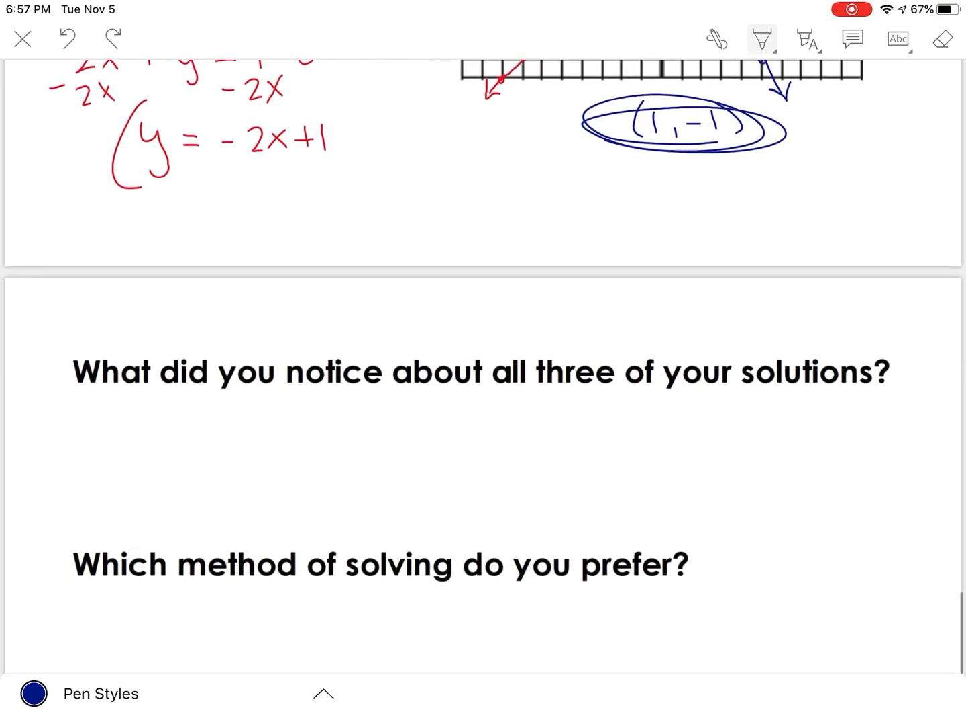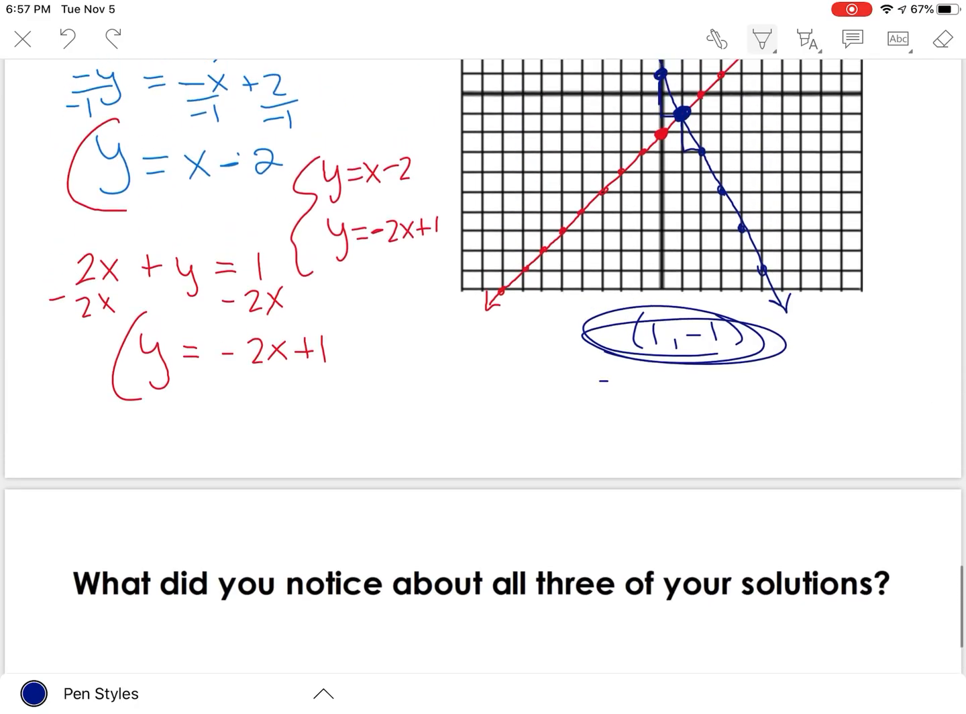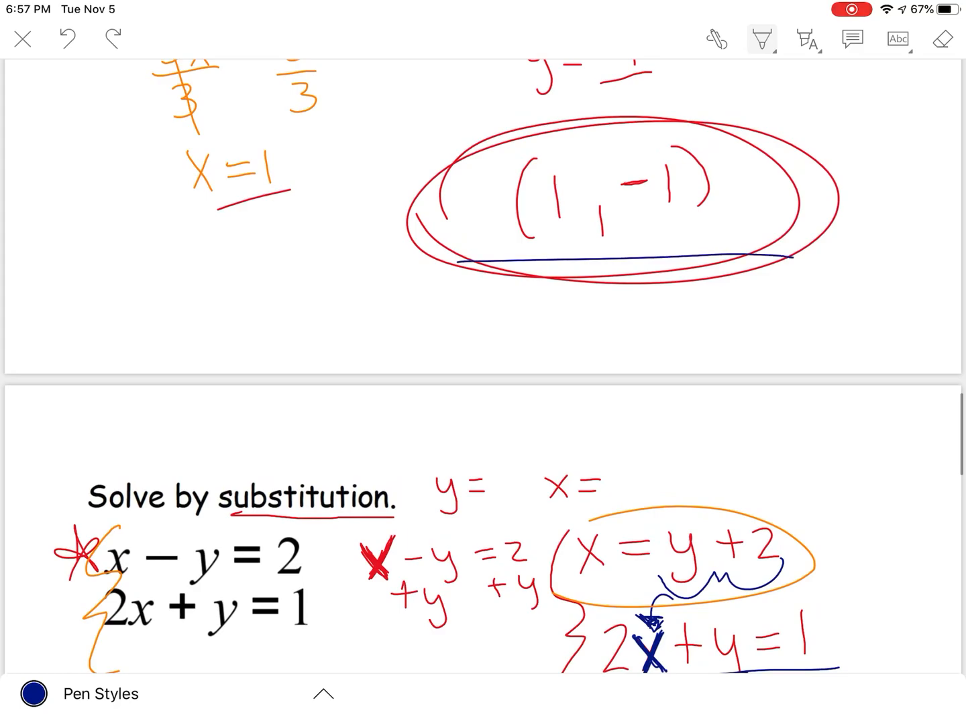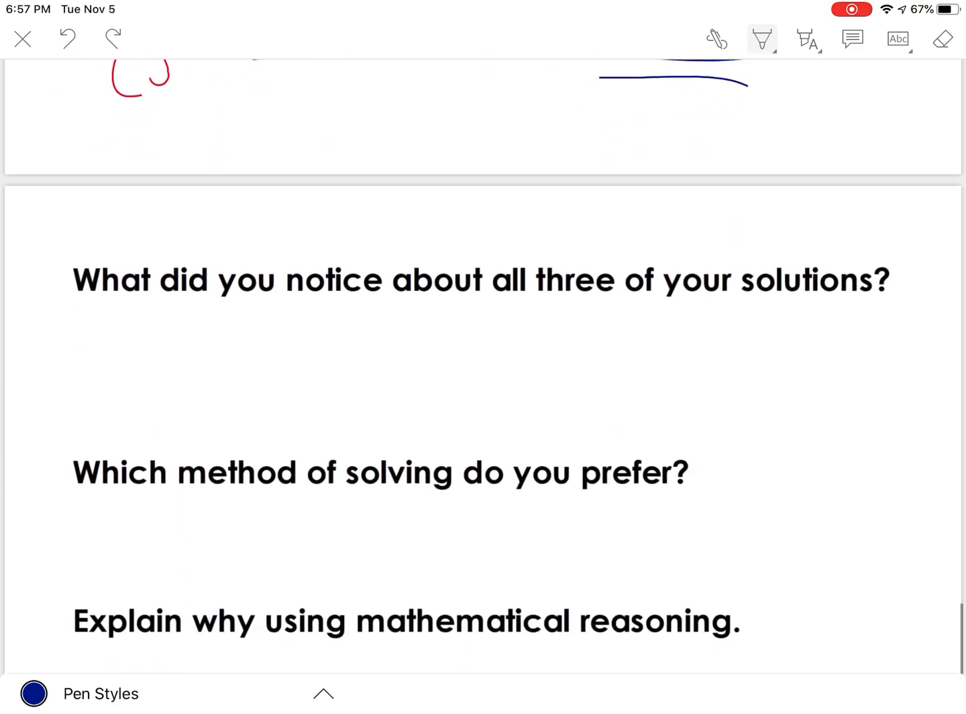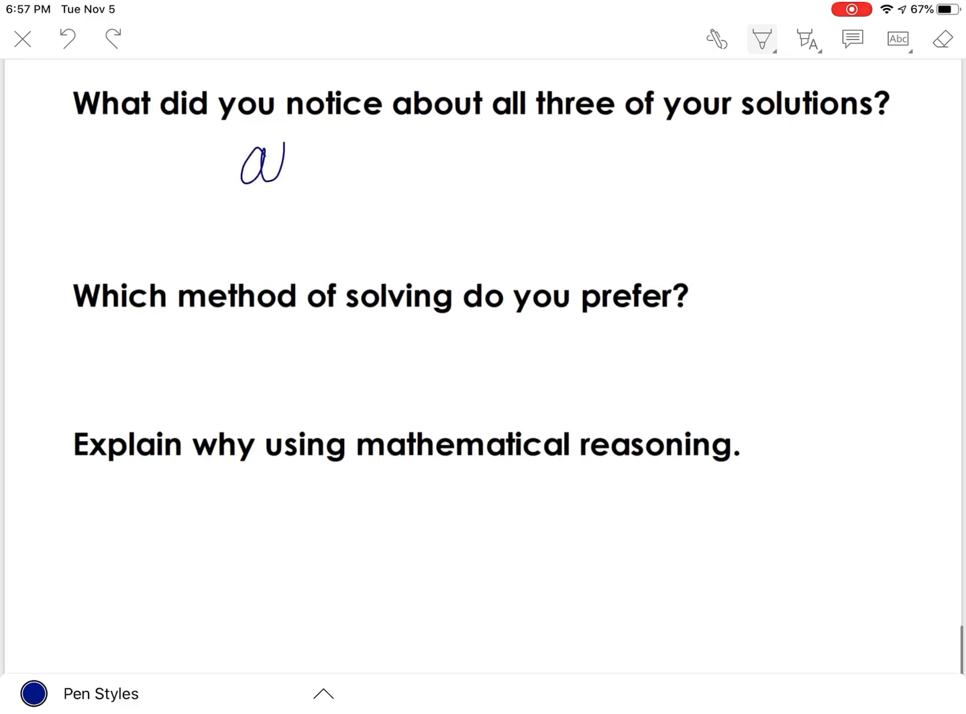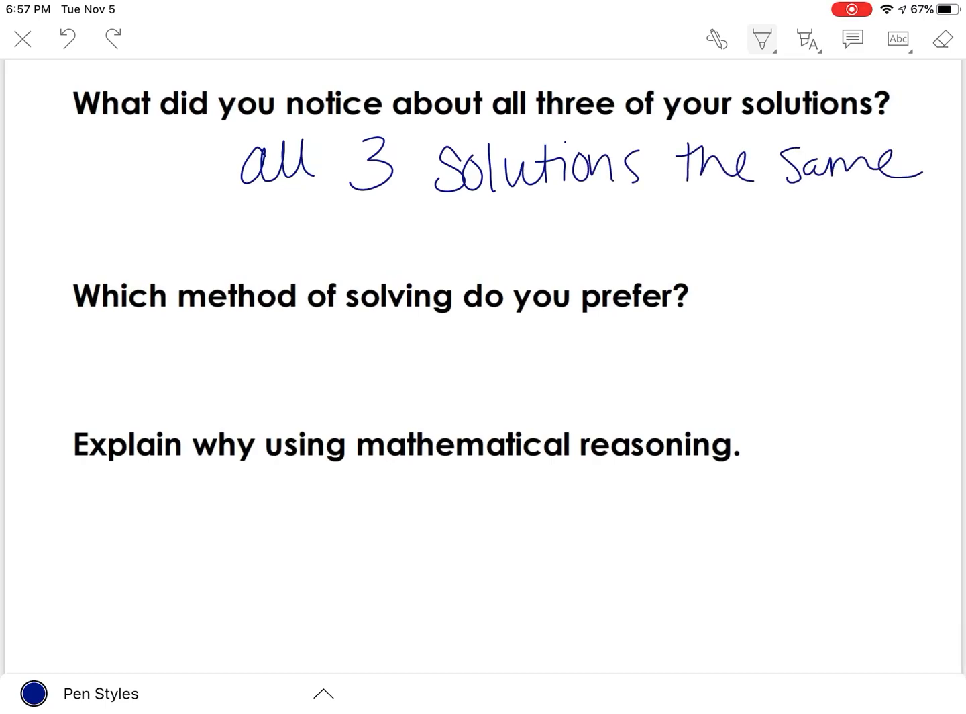Okay. So what did you notice about all three of your solutions? Looking at 1, negative 1, 1, negative 1, and 1, negative 1. Hopefully you noticed that we solved the same system using all three ways, and all three solutions were identical, right? All three solutions were the same. Which method of solving do you prefer?